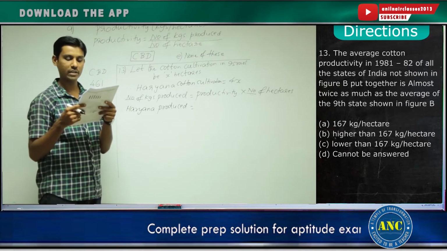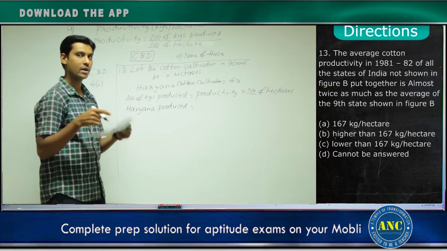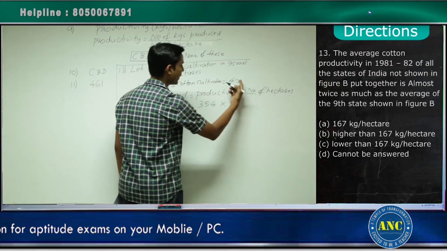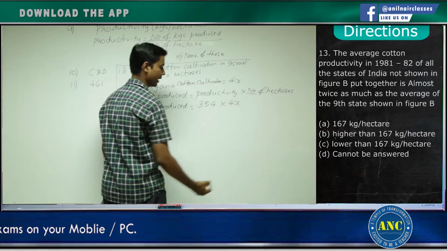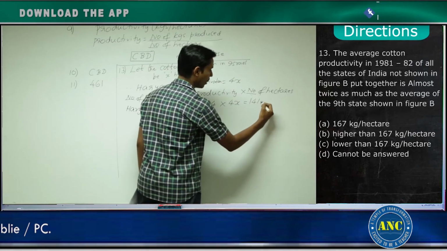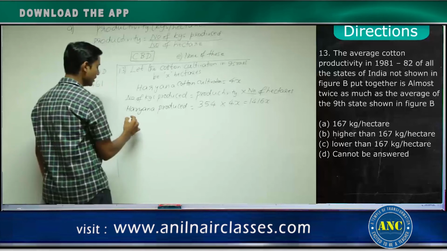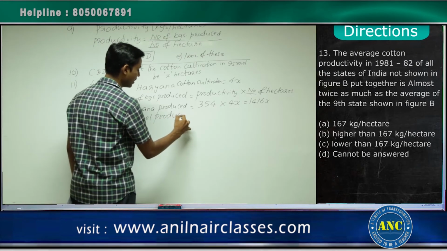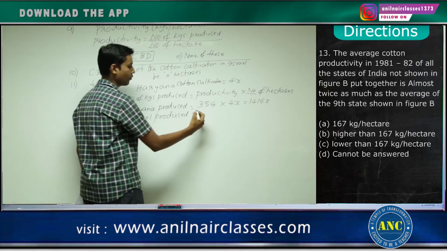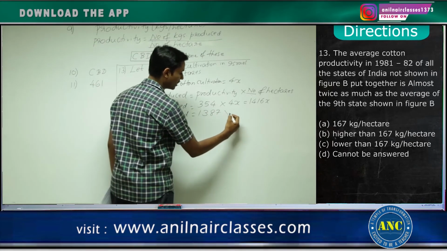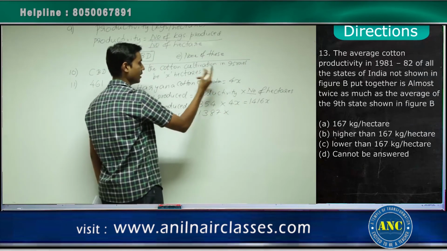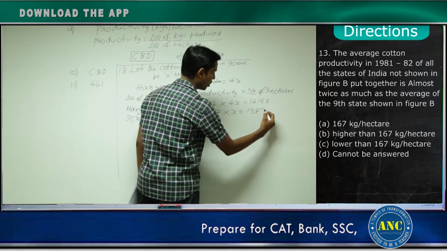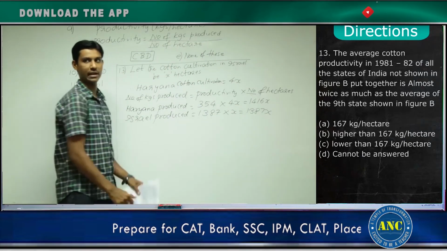According to the graph, what is the productivity of Haryana in 81-82? It is given as 354. This is given as 354 into the number of hectares produced by Haryana, which is 4x. If you multiply, you will get 1416x. Similarly, Israel produced is equal to how many kgs are produced by Israel? This is given by the productivity of Israel. According to the graph, it is 1387 into the number of hectares Israel is producing, which is x hectares. This becomes 1387x.